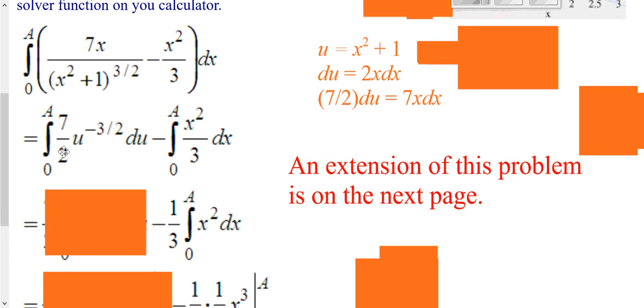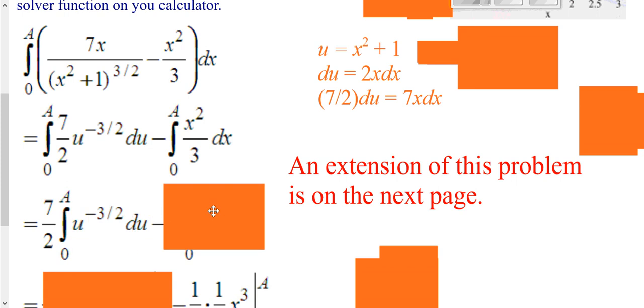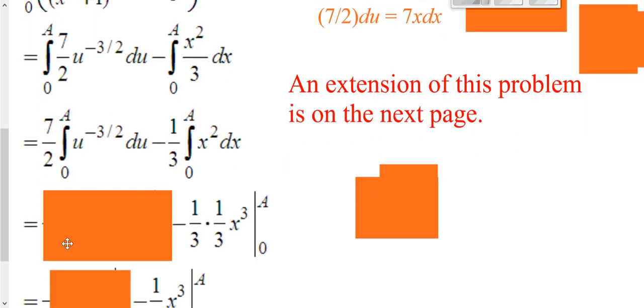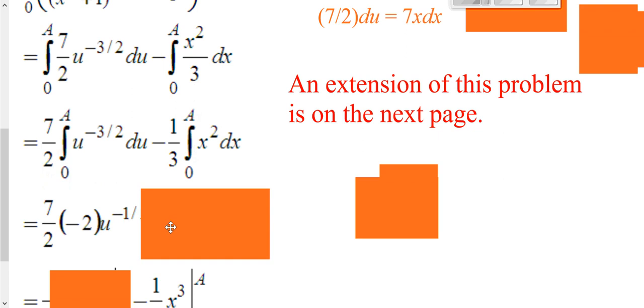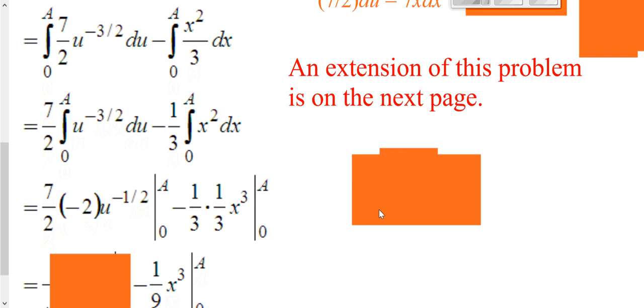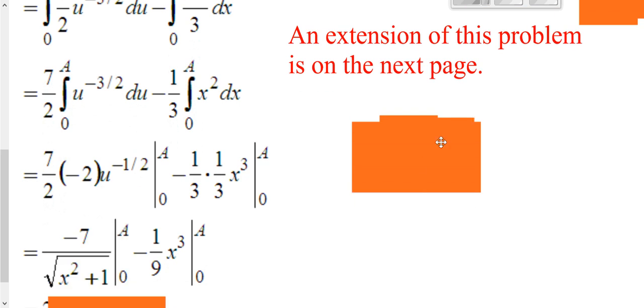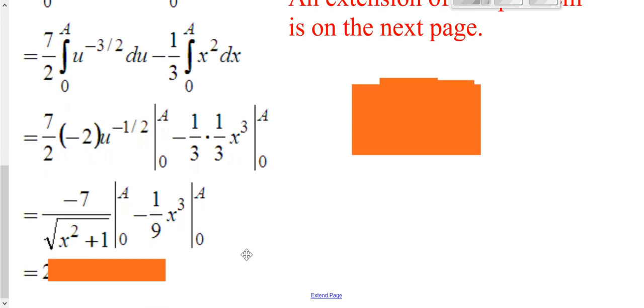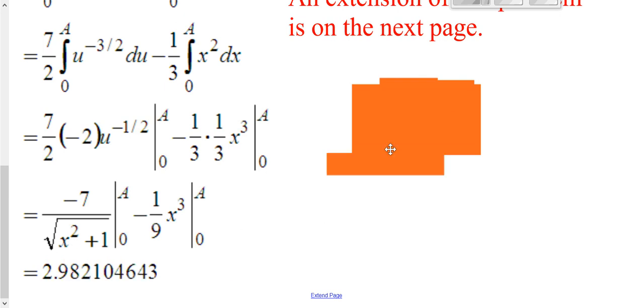You could put your 2 over 7 in front. You're integrating your u to the -3/2, so you increase your exponent by 1, and you get negative 1/2, so you have to have that negative 2 in front, and then evaluate it. Technically speaking, when you switch to u, you need to change your bounds to u bounds, but we're going to switch it back here. You could use your calculator, plug in your a value here, minus what you get when you plug in 0, and you would get this here.